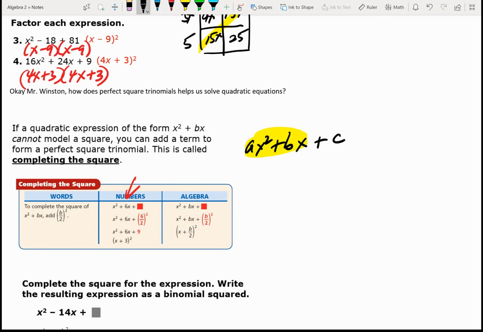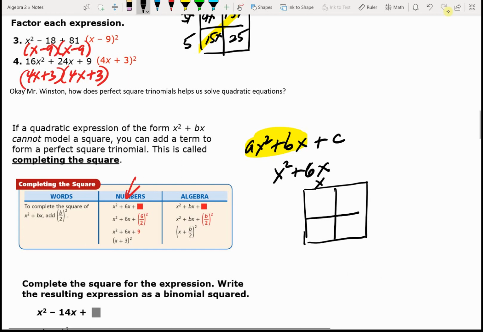So here they give us an example, x squared plus 6x. This is generally what we do, and visually I'll go through completing the square, so I'll just draw a square. Now, this x squared I'll represent as x times x. That's my x squared. Then we take the b term, that's 6, and we divide it by 2. So 6 divided by 2 equals 3. And then we put that there, and we put that there.